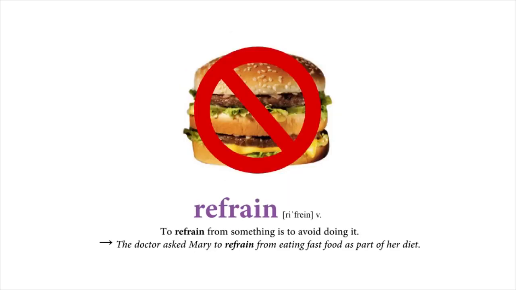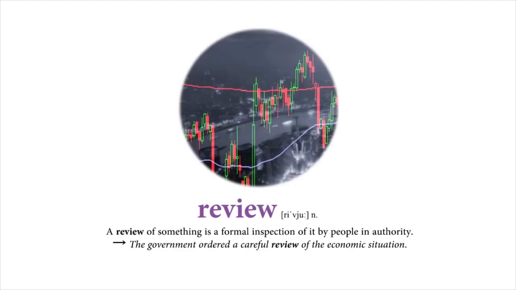Refrain. To refrain from something is to avoid doing it. The doctor asked Mary to refrain from eating fast food as part of her diet. Review. A review of something is a formal inspection of it by people in authority. The government ordered a careful review of the economic situation.